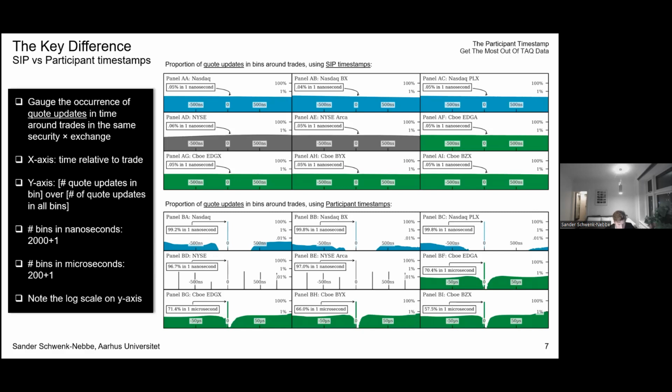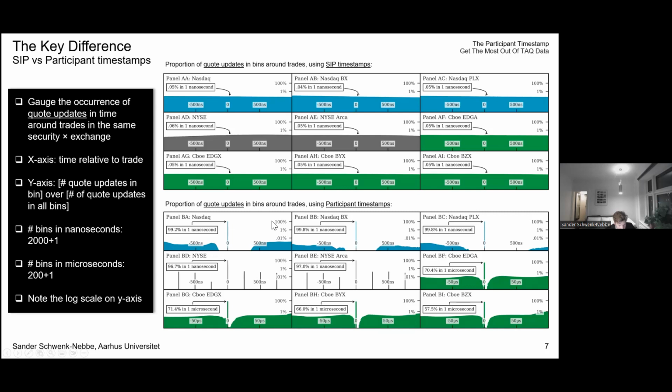For NASDAQ, for instance, more than 99% of quote updates that occur in the same security within those 2000 nanoseconds, so 1000 nanoseconds to the left and 1000 nanoseconds to the right, have exactly the same participant timestamp as trades. In SIP time, this is only 0.05% of quote updates that have the exact same SIP timestamp as trades. So what is going on here?